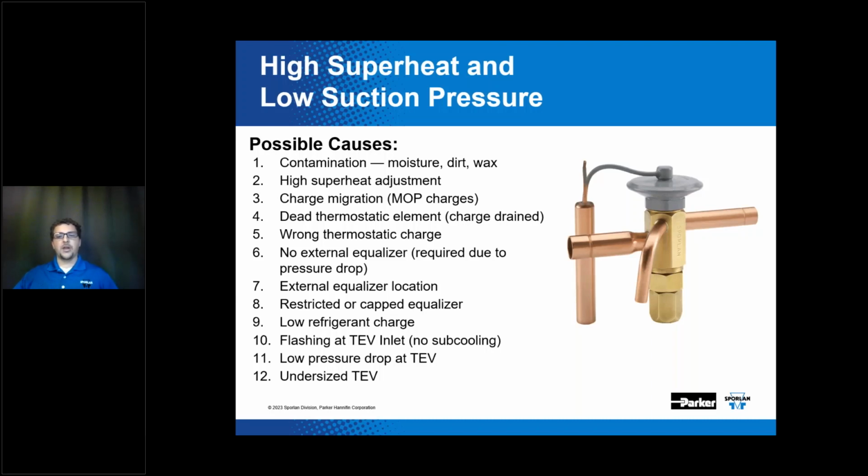All right, so there are many reasons for high superheat. You can have contamination in the system, which would show up in the form of moisture, dirt, or wax. You can have high superheat adjustment. You can have charge migration, which is applicable to MOP style charges. We have not talked about MOP charges. Point number 4, you can have a dead thermostatic element, which means the charge has been drained from the thermostatic element. You could have the wrong thermostatic charge, which we've already touched on.